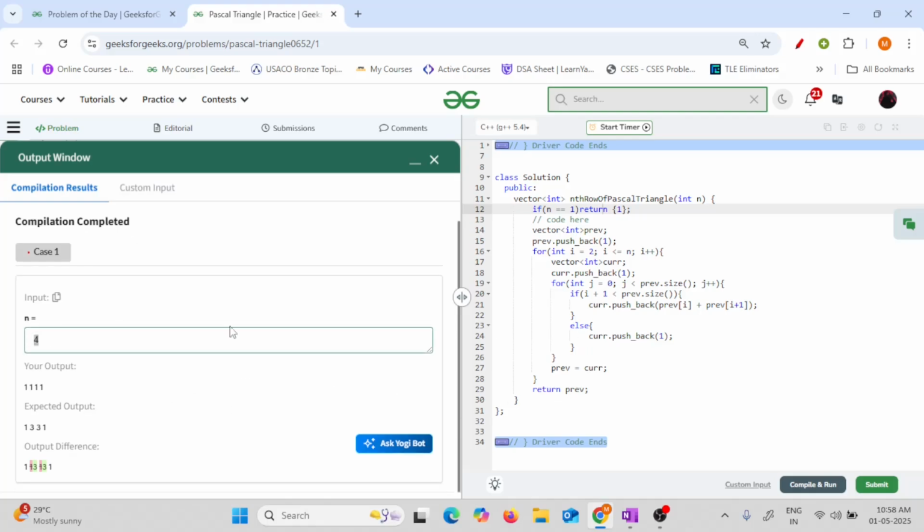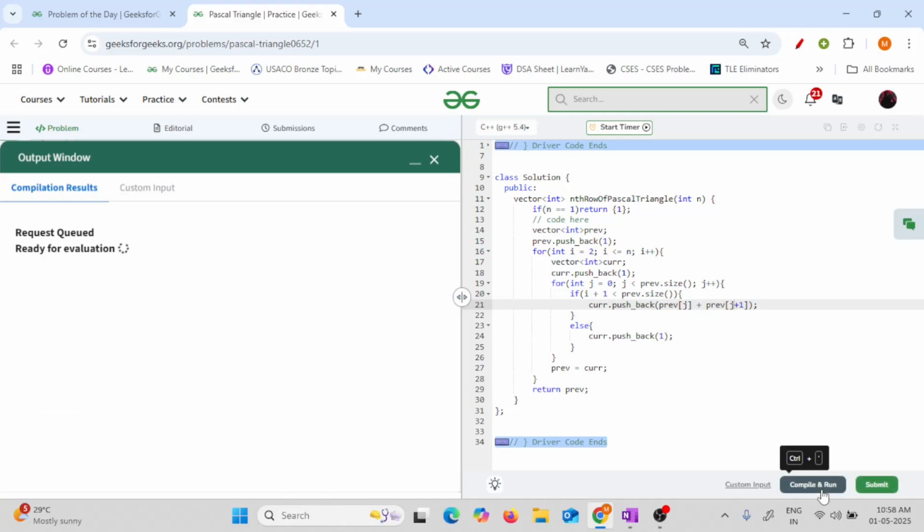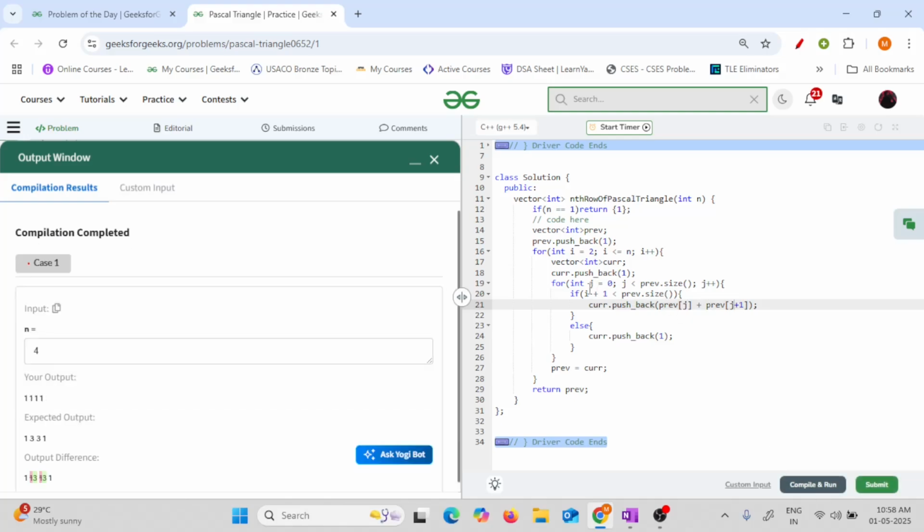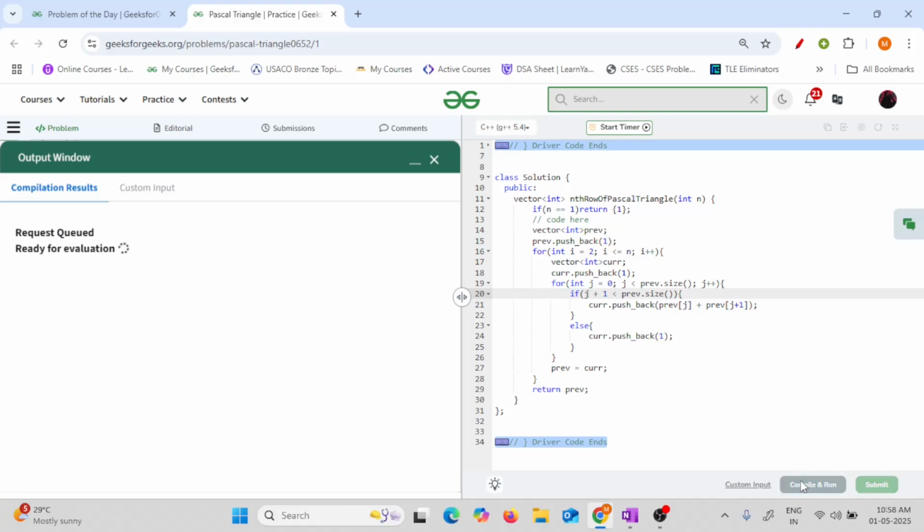For n equal to 1, what I'm doing is previous equal to 1. Now current is equal to current dot push back previous plus 1, and if it is not possible, then I just go here. j starts at 0, j plus plus. So here previous of j and previous of j plus 1. My bad. Here I also want to check that j condition: if j plus 1 is less than previous dot size, then it will be okay.